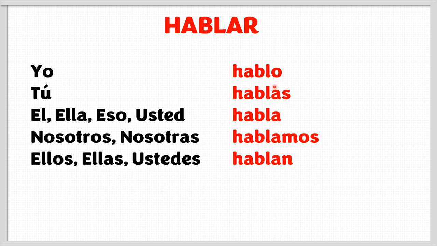Así, here we can see the endings: o, s, mos, and n. Let's see how they are going to be in the same way in the other verbs. Remember, ar verbs are the most abundant in Spanish.